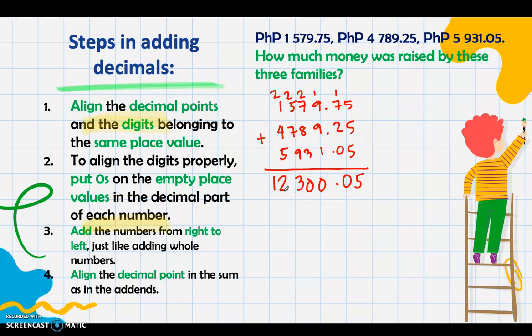Then step 3, you add the numbers. After adding the numbers from right to left, you align the decimal point. So it's aligned here. Now the answer is they collected 12,300 pesos and 5 centavos. So that's just how you are going to add decimal numbers.